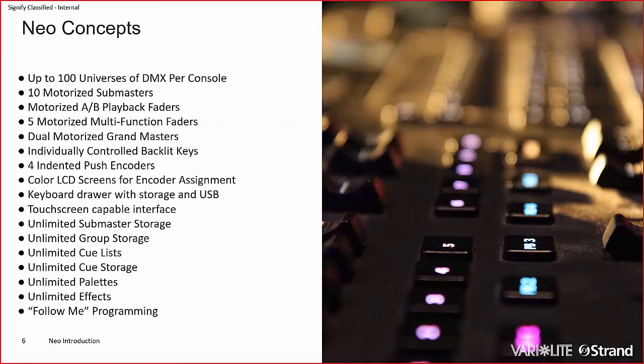So some of the features and specifications. The Neo console can operate up to 100 universes of DMX per console. It has 10 motorized submasters, a motorized AB playback fader. There are also 5 motorized multifunction faders, which are primarily used for outputting cue lists, effects playbacks, and others. Individually controlled backlit keys, which allows you, when you go into certain displays, keys that are unavailable will go dark. So it really helps you follow the flow of the features that are available to you.